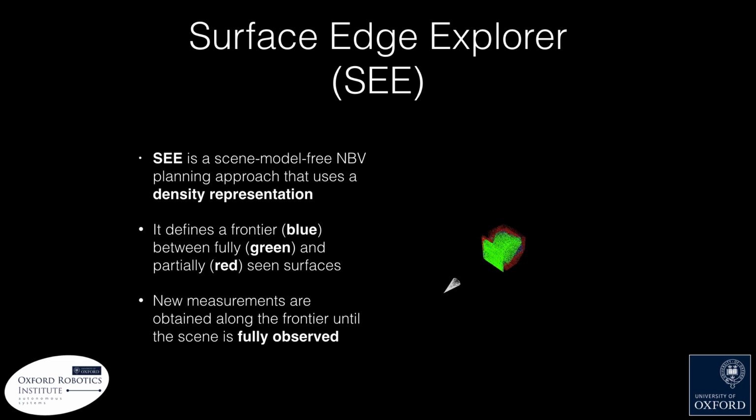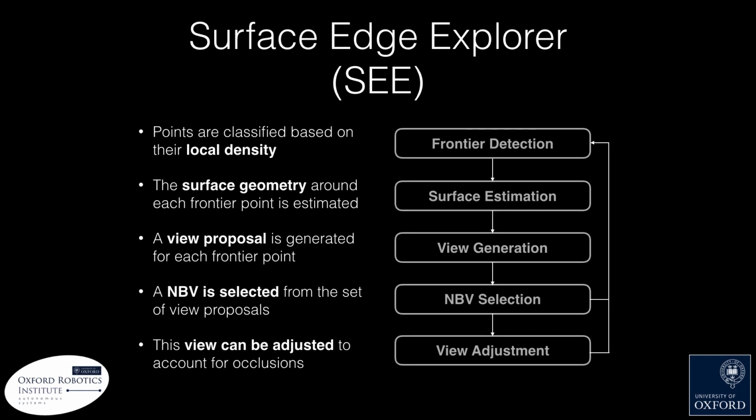The Surface Edge Explorer, or SEE, is a scene model-free approach to next best view planning that uses a density representation. This representation uses a given resolution and measurement density to define a frontier between fully observed and partially observed surfaces. Sensor views are proposed to observe this frontier until the entire scene is observed with the chosen resolution and measurement density. SEE works as follows.